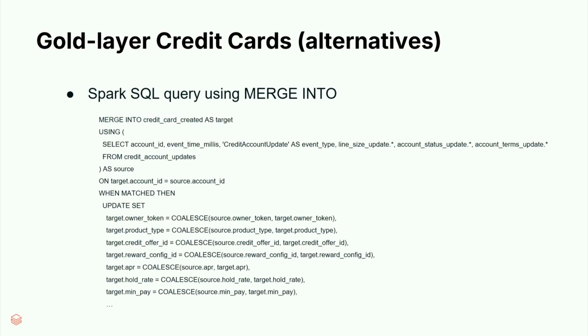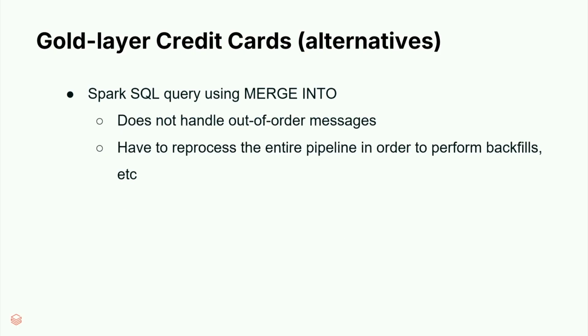I just wanted to share an example of what an alternative would look like without DLT pipelines and apply changes. So this is a Spark SQL query using merge into. And it's got a fair amount of the same logic as the DLT pipeline we just constructed. It's unpacking the nested update fields and setting those as top-level fields with a series of coalesce statements. And this works for the most part, but as soon as you run into out-of-order messages, you're going to have issues, as Ray mentioned earlier.